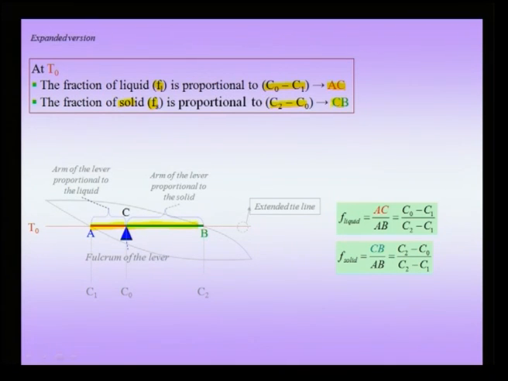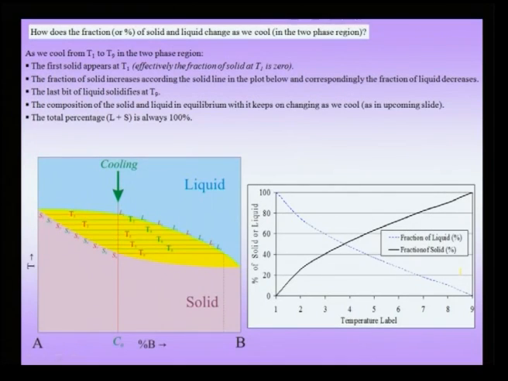And therefore, I can write the fraction of the liquid as the arm AC divided by the length of the whole lever, which is AB, or the length of the rod, and the fraction of the solid is CB by AB. Correspondingly, I can write these fractions in terms of the compositions as C0 minus C1 by C2 minus C1 as the fraction of the liquid, and the fraction of the solid will be C2 minus C0 divided by C2 minus C1. Therefore, by this tie line construction I can compute the fractions of the phases and also know the composition of the solid which is in equilibrium with the liquid.